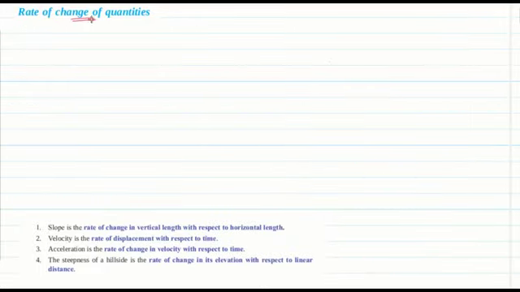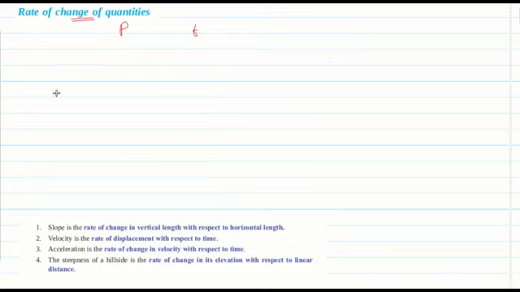Rate of change of quantities. What is rate of change of a quantity? Change of one quantity with respect to the other quantity. That is called the rate of change of the quantities, children. So we can say that every year the population is increasing. That means the population is increasing with respect to time t.